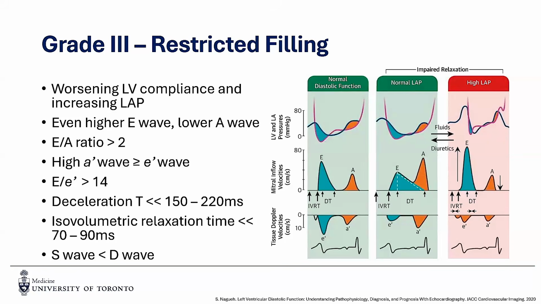Finally, your S wave is going to be smaller than your D wave because, again, a lot of that inflow is going to be driven by your E wave, and your LA pressures are very, very high, such that the gradient during systole between your pulmonary veins and your left atrium is going to be relatively low.